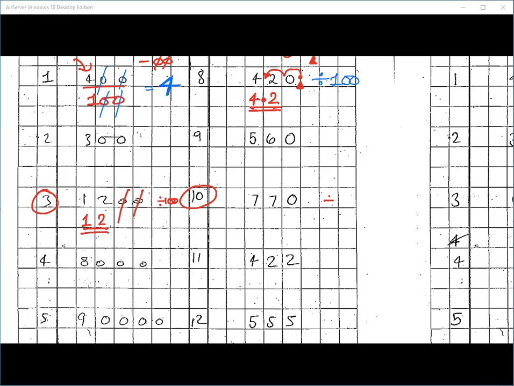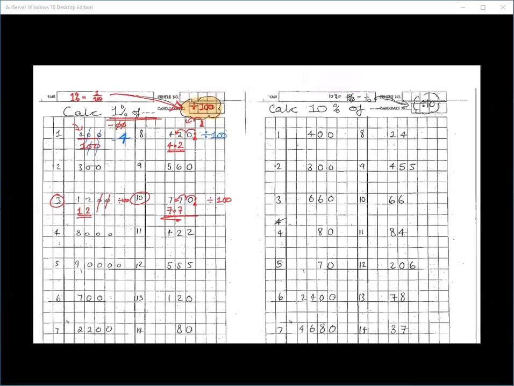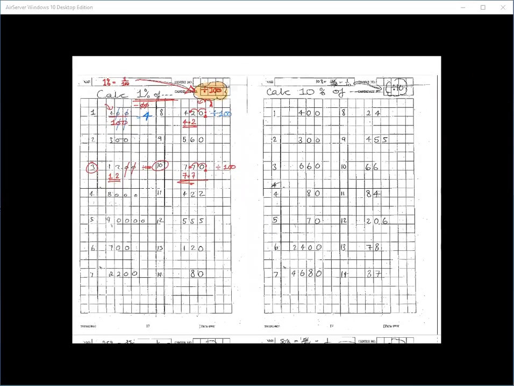Next, 770. We have to work out 1%. What do we do? You divide it by 100, so you put the decimal point at the end, move 2 places to the right, no, the left. And then you put 7.7. You don't need a 0 at the end. Okay, fantastic. So 1% means divided by 100.